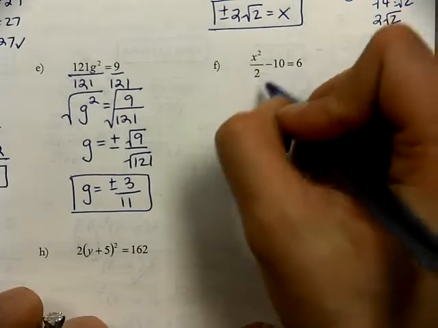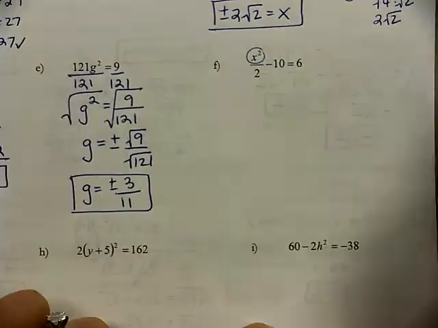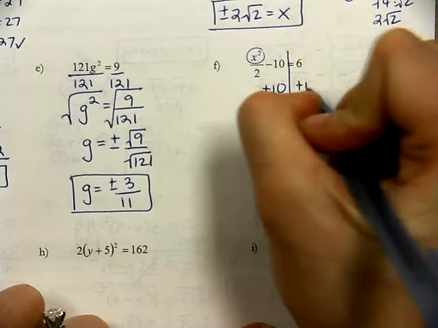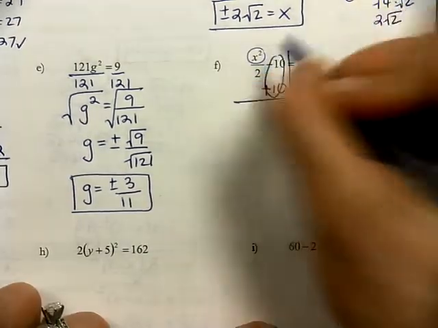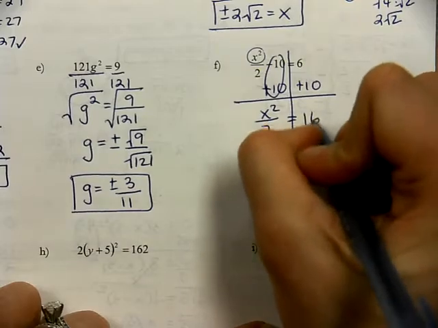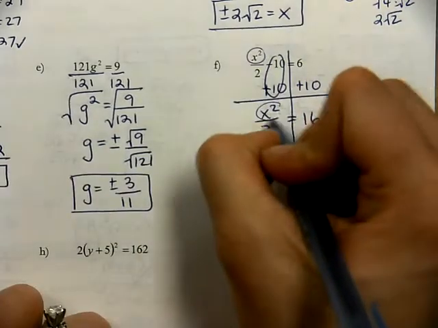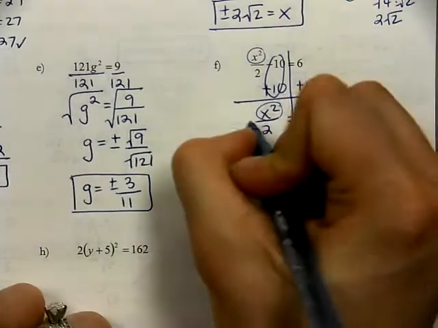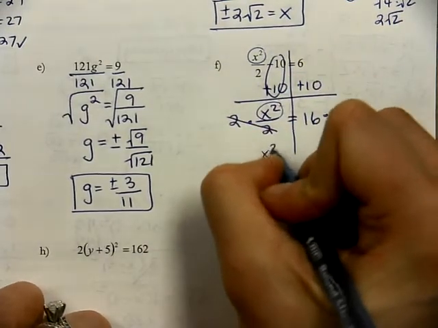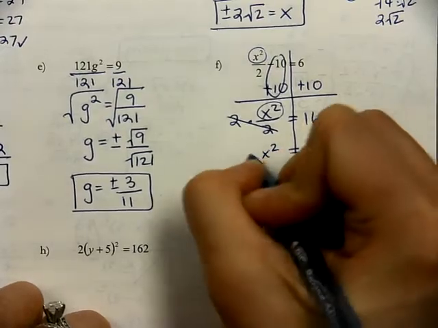Scooching over here, when I solve this equation, again, I recognize I have an x squared. I just got to do inverse operations. The first inverse operation I'm going to do is I'm going to add 10 because we're subtracting 10. Those add to be 0, so I'm left with x squared divided by 2 is equal to 16. To solve for x now, I'm doing x divided by 2. The inverse would be to multiply by 2. Those divide to be 1. I'm left with x squared equals 32.